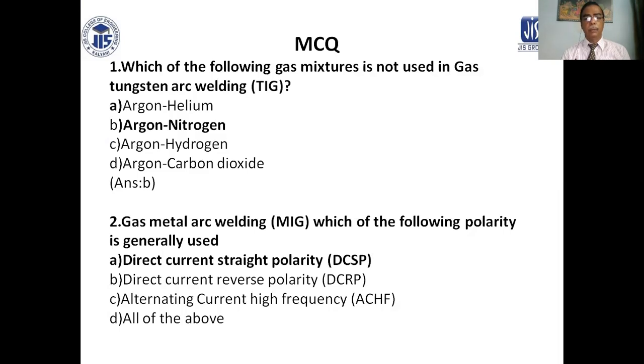In gas metal arc welding, MIG, which of the following polarities is generally used? The options are direct current straight polarity, direct current reverse polarity, alternating current high frequency, and all of these. It can be any, but the one mostly used is direct current straight polarity, DC, with electrode negative and workpiece positive. That is the answer.